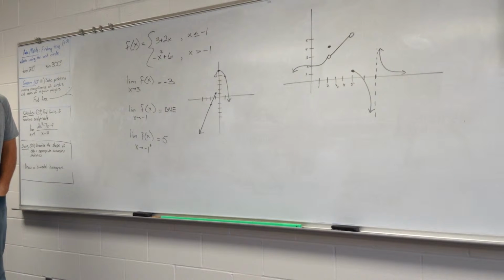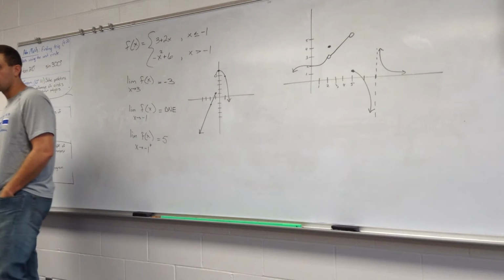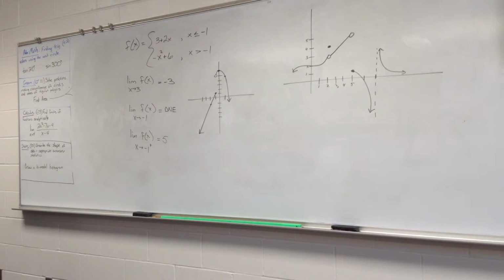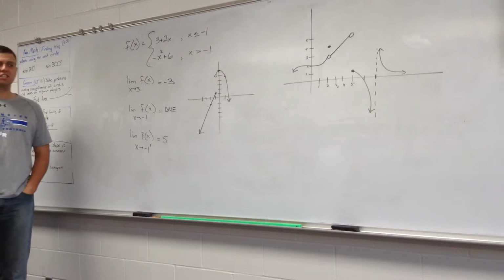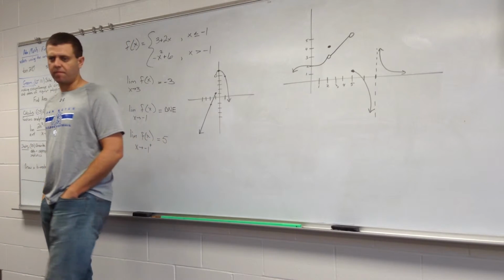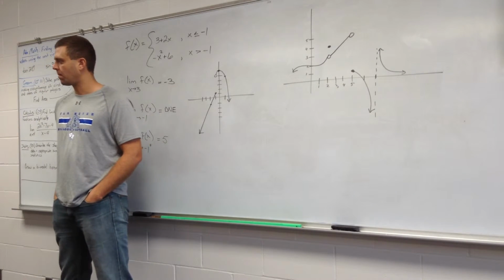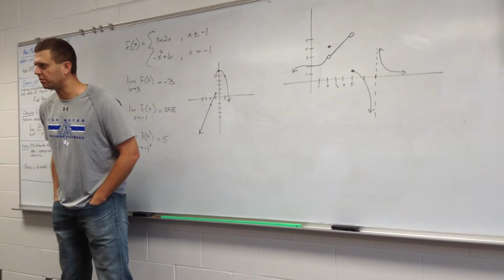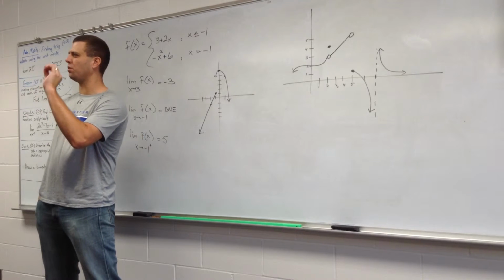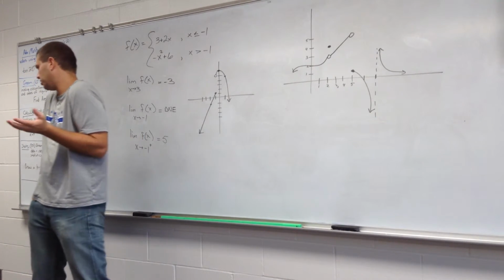All right. What is the limit of the function as x approaches 5? Does not exist. Why? Because we're not approaching the same number from the left and the right. It's always going to be, as x approaches, because you're always finding the value of f of x, or in other words, the y value, as x gets really close to something.